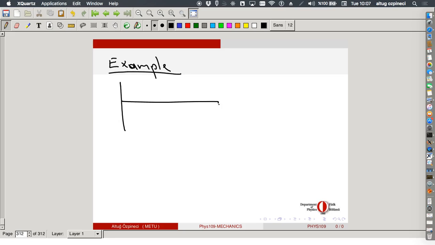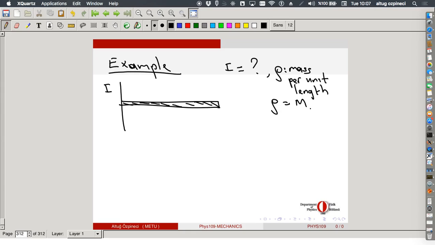This is our example. We have this rigid rod. We want to calculate the moment of inertia of this rigid rod. And let's say that rho is mass per unit length. So basically, rho is m over L.